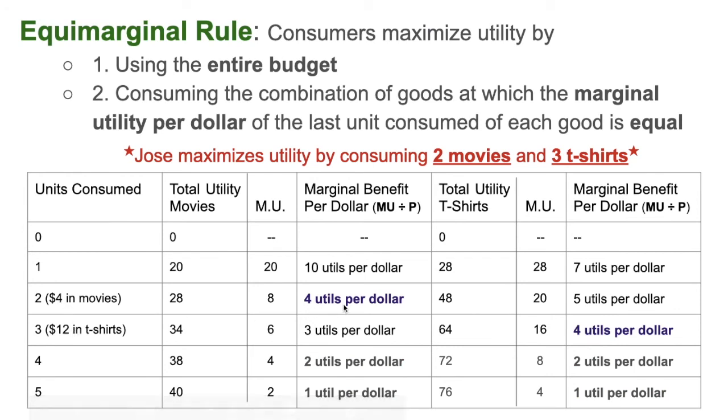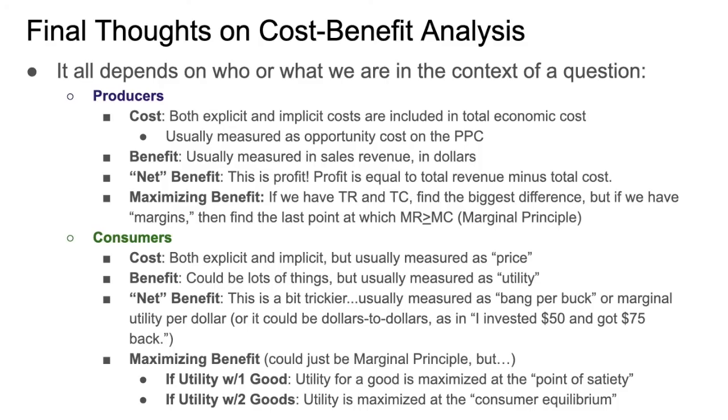So that's our answer. Jose maximizes his utility by consuming 2 movies and 3 t-shirts. And that's it. We used our entire budget, and we're consuming the combination at which the marginal utility per dollar of the last unit consumed of each good is equal. That's it. So, you're going to be asked to do a little bit of that today in your level up.